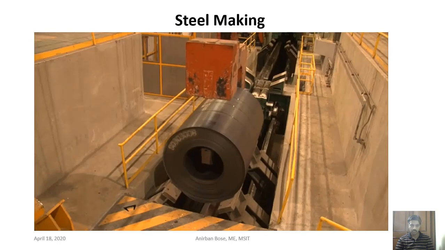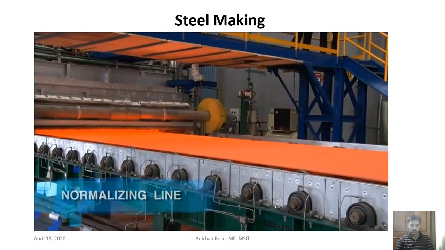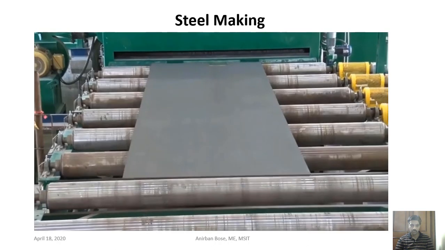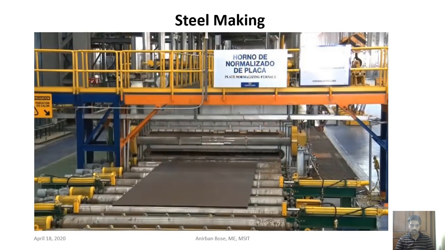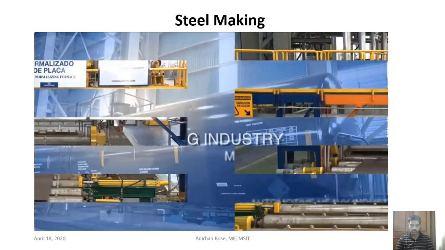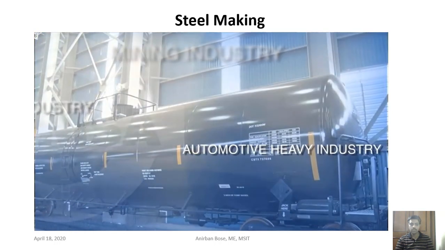If required, the plate goes to the normalizing line, where through thermal treatment a uniform granular structure and greater hardness of the steel is obtained. AMSA is the only manufacturer in Mexico that produces steel plate, which is used for making farming and mining machinery, oil industry machinery, as well as heavy automotive and railway products.